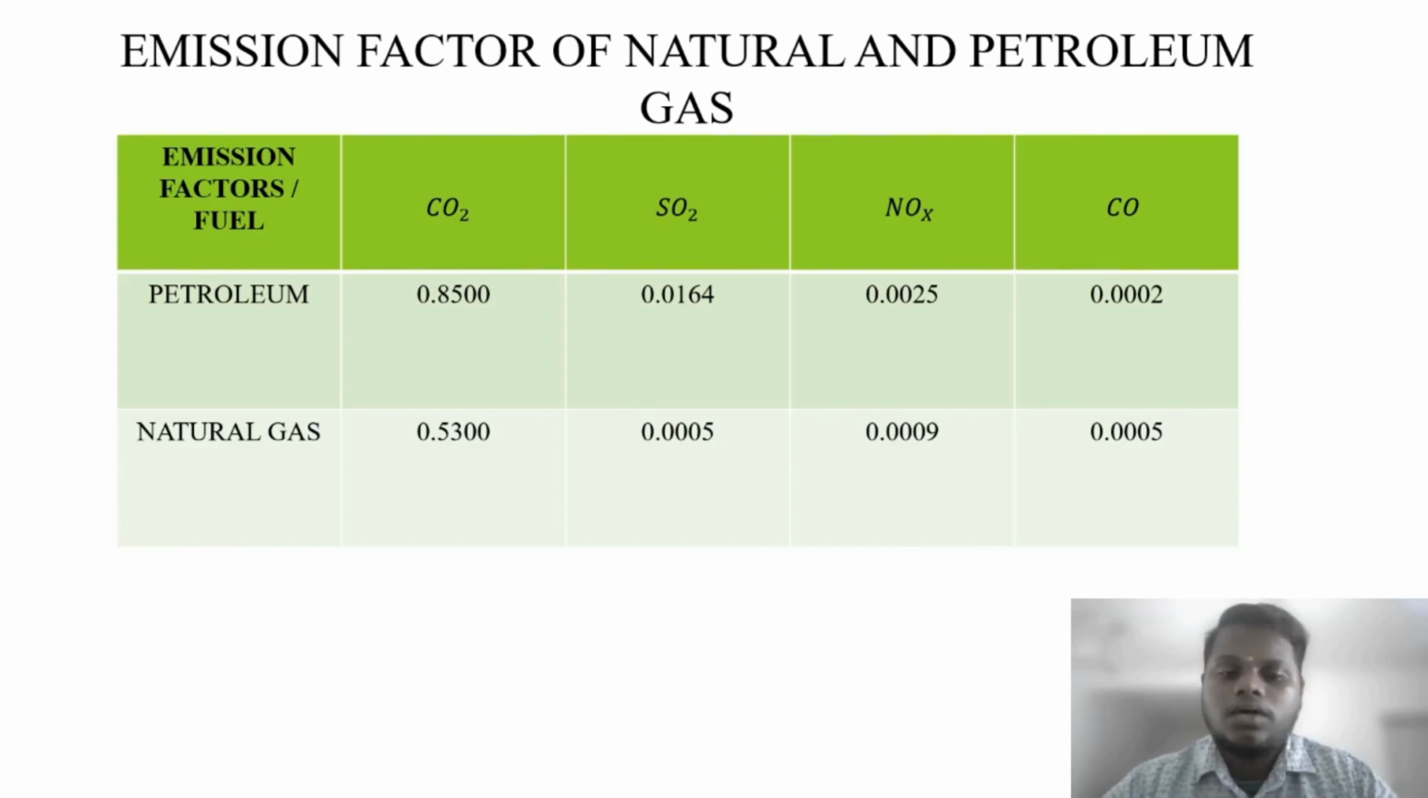So according to the comparison which I have stated here, petroleum has the highest emission for carbon dioxide, sulfur dioxide and also nitrogen monoxide compared to natural gas. But for carbon monoxide, natural gas has the highest factor compared to petroleum gases. So we go to the next slide.